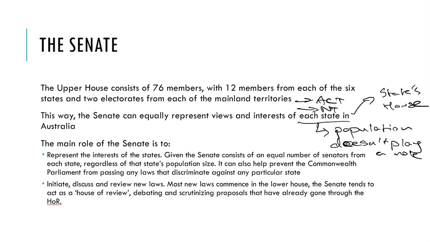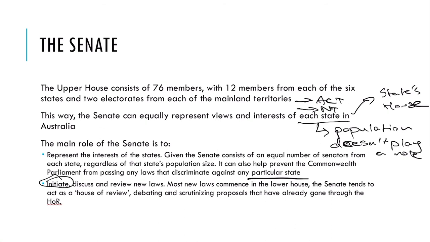So the main role of the Senate really is to represent the interests of the states. Given the Senate consists of an equal number of senators from each state, regardless of that state's population size, it can help prevent the Commonwealth Parliament from passing any laws that discriminate against any particular state. So in the House of Representatives, it may be possible to pass a law which is beneficial for New South Wales and Victoria only, but doesn't actually help any of the other states. So what the Upper House does is it provides some equal representation and will actually stop any particular discrimination between any of the states.